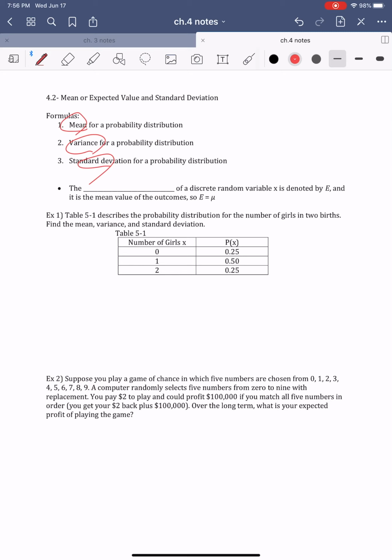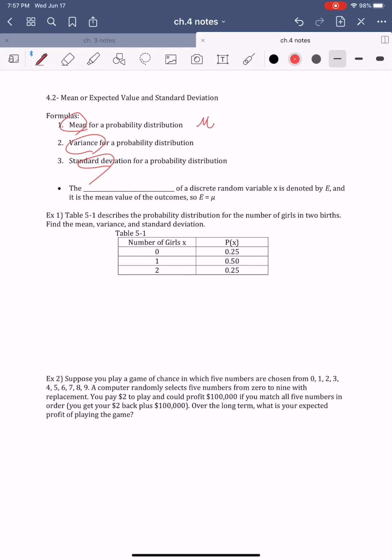So that's what the mean is for. Variance and standard deviation. Remember, variance is the square of the standard deviation, and standard deviation was a measurement in comparison to the mean value. So I'm going to give you an equation for all three, and then we are going to be using that to answer example 1 and 2 on this page. Mean, the symbol for the mean is mu.